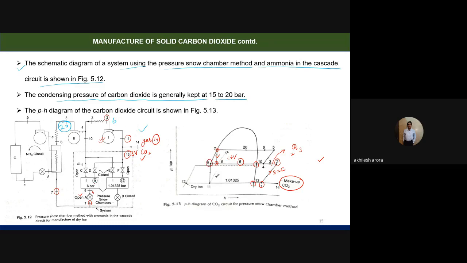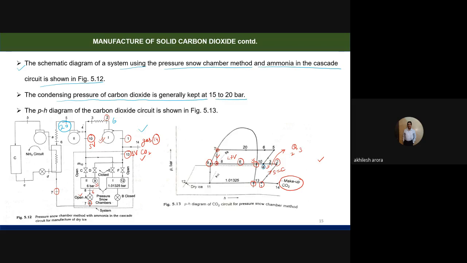So 9 is shown within the snow chamber number 2 because the liquid will remain there, whereas the vapor will rise up and reach up to this particular point. So I hope this part is clear. Now, point number 10 is the saturated vapor of CO2. This is point number 10, this is point number 3. So 3 and 10 will mix with each other, and then this refrigerant at point number 4.